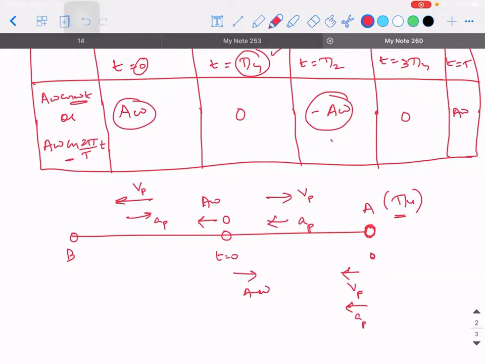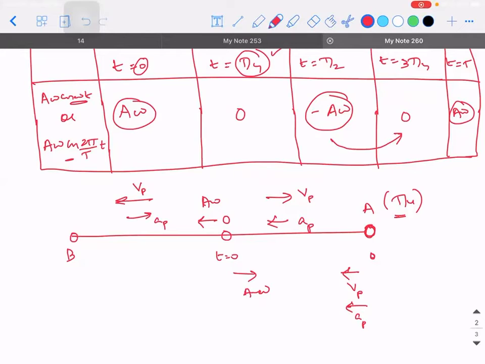That is why from O to B, its velocity is decreasing and it is becoming 0. Again, from B to O, it is becoming max. You're able to understand how the cycle is running? Yes, sir. So this is the meaning.